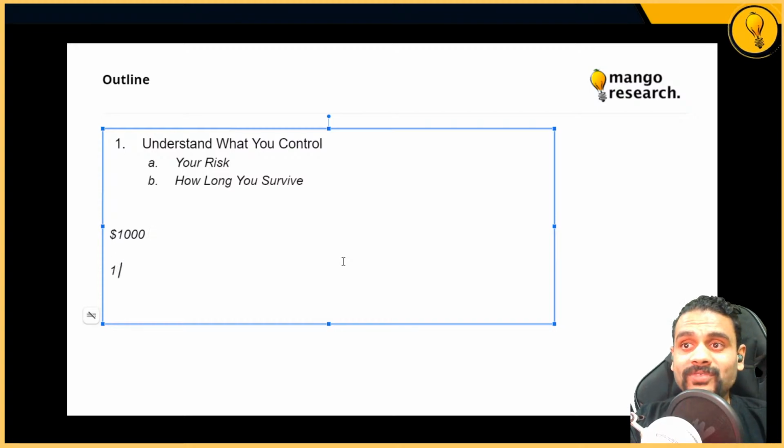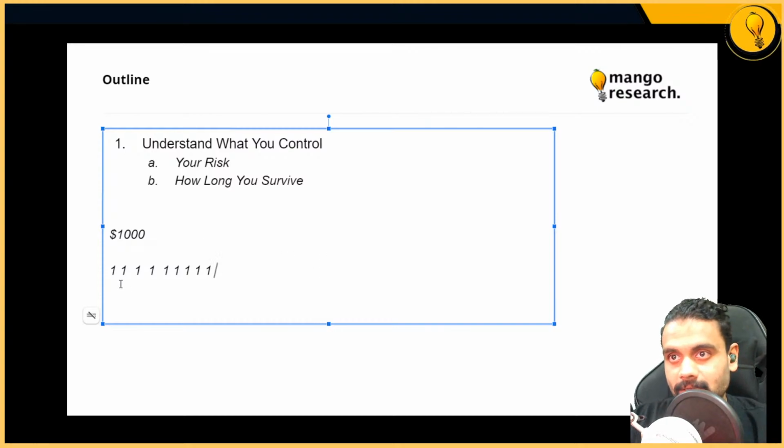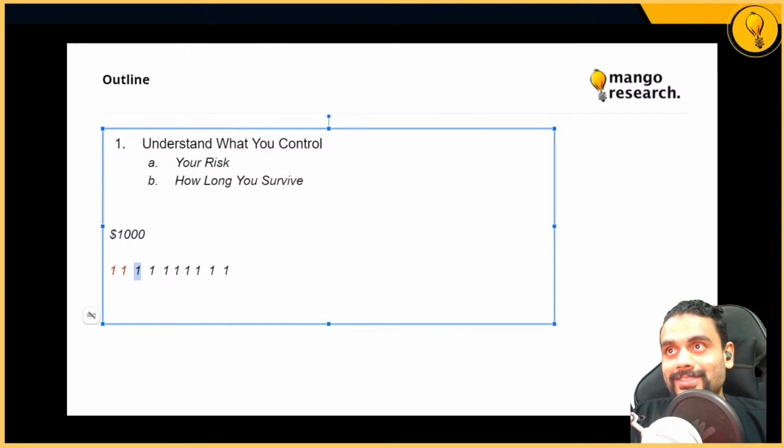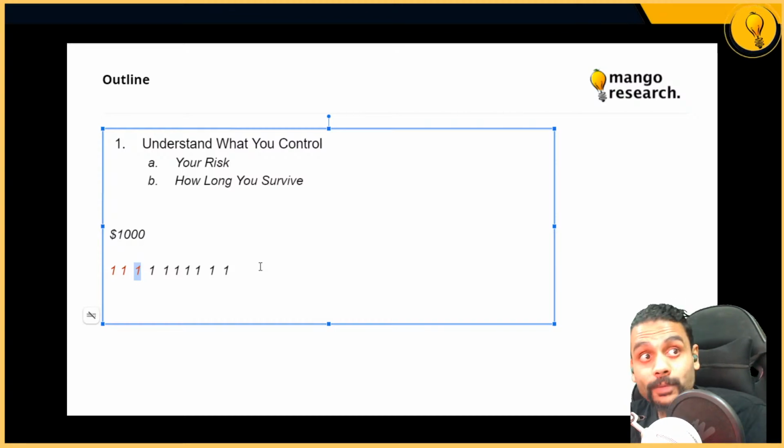Out of 10 trades over here, you're not going to win every single one of these. The first one may be a loss. Let's turn it red. The second one may be a loss. The third one may be a loss. You don't know when your wins will actually come, because remember, we cannot control when we win. All we can control is our strategy over a long period of time.